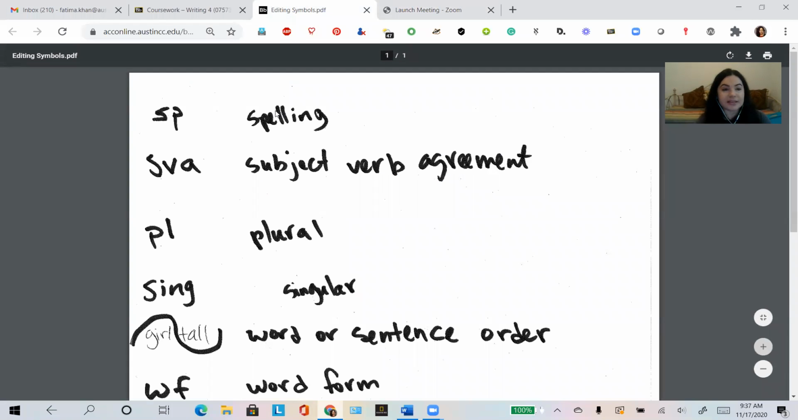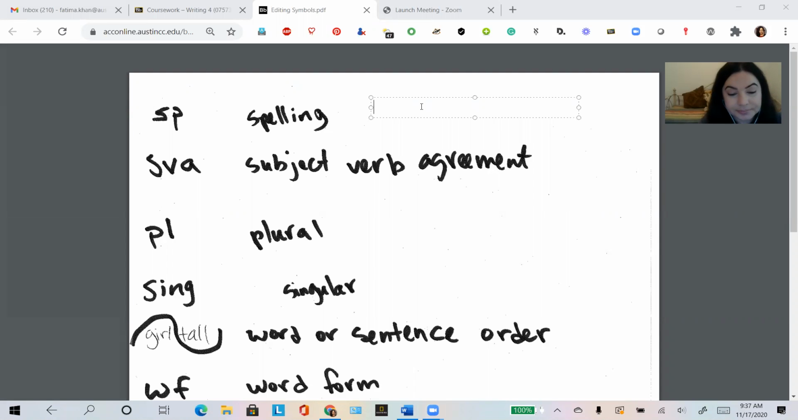These are editing symbols. And if you wrote a paper, I would use these symbols on your paper to help you check yourself. So for example, if you wrote a word and you misspelled it, I would write SP by it. So for example, I would take my pencil and I would write SP under the word that you wrote, okay?